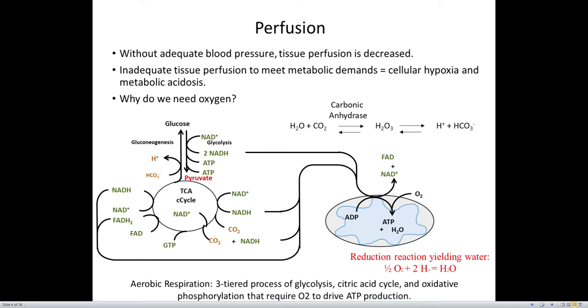Now, without adequate blood pressure, there's not going to be adequate tissue perfusion. And inadequate tissue perfusion to meet metabolic demands is what results in what we call cellular hypoxia. And this ultimately results in metabolic acidosis. So why do we need perfusion? Of course, we understand that nutrients and whatnot are going to be delivered through blood, but very importantly is oxygen.